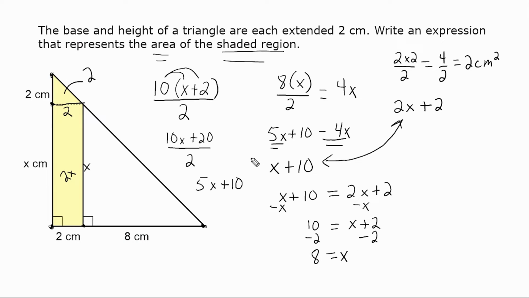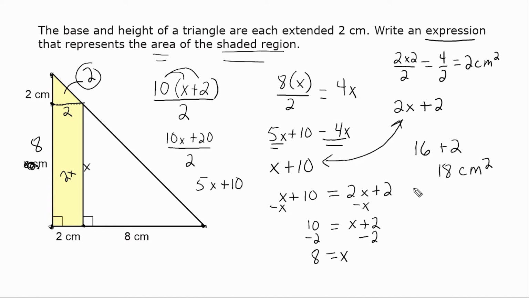Now the problem asks us to find an expression that represents the area of the shaded region. But now, because we know what x is equal to, we can actually plug 8 into x and figure out what the actual area is. So if we were to stick an 8 right there, we would know that this rectangle here is a 2 by 8 rectangle. And of course, 2 times 8 is 16. And then this triangle right here, we already determined earlier that its area is 2. So if we added 16 and 2 together, that would give us an area of 18 square centimeters.